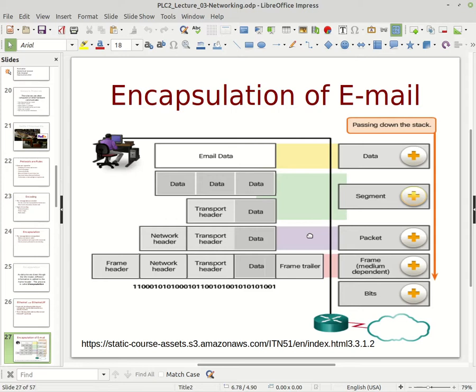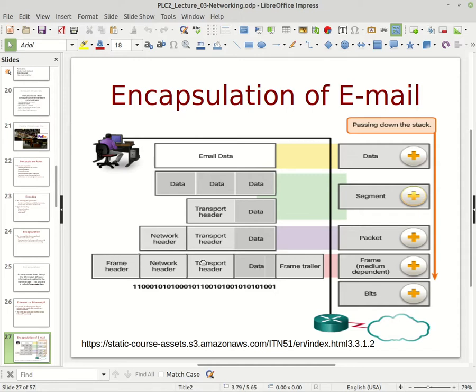Alright, so this slide's just trying to show a visual method of performing the encapsulation of the data. The first thing we're going to do is take the data and put it on what's called a transport header. The transport header is for the transport layer. And then there's a network header, and then there's a frame header.